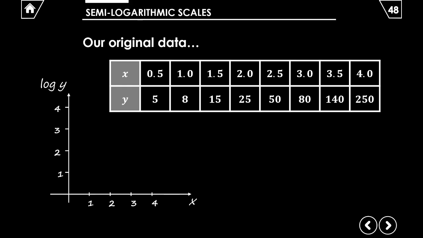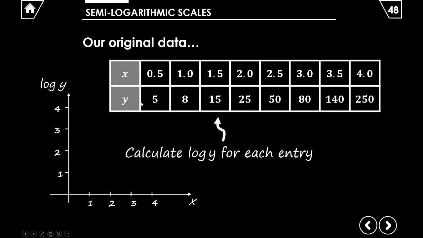Okay, so if we had our original data here like this and we wanted to plot it on these axes, what we would need to do is plot the x values against the values of log y, which means we would take these y values in this row and we would calculate log y for each entry, and that would help us get our pairs of coordinates.